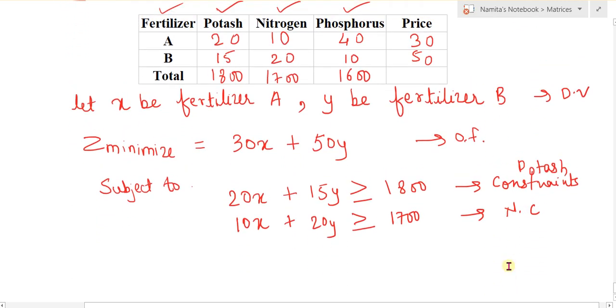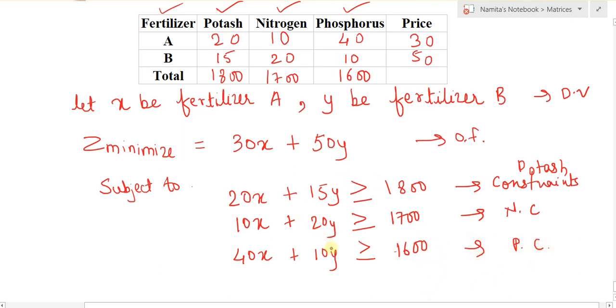Okay. Now, next for phosphorus, 40x plus 10y greater than or equal to 1600. This is our constraint of phosphorus.